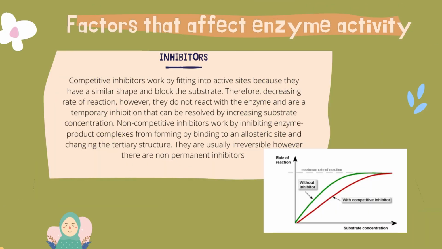There are two kinds of inhibitors that affect enzyme activity. The first being competitive, and it works by fitting into the active site and blocking the substrate from binding to it. However, these are usually non-permanent and will be released by the enzyme and can be solved by increasing substrate concentration. The second is a non-competitive inhibitor, which works by inhibiting the enzyme product complex from forming. It binds to an allosteric site in the enzyme and changes the tertiary structure. These are usually irreversible, however, there are some non-permanent inhibitors.